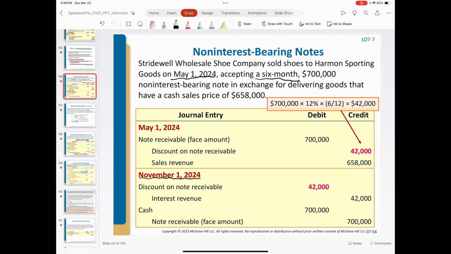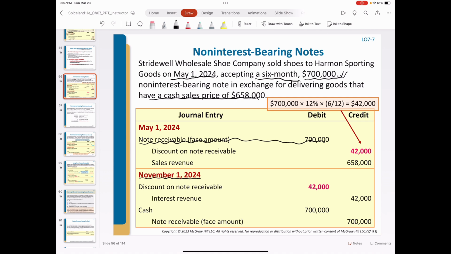First, because the agreement is $700,000 notes receivable in 6 months, so we're going to debit receivables. This is the amount to be received after 6 months from the sales. That's the future value, right? And we need to calculate the present value of this. Since we are given this is a cash price, $658,000. That represents the present value of these notes on May 1st.